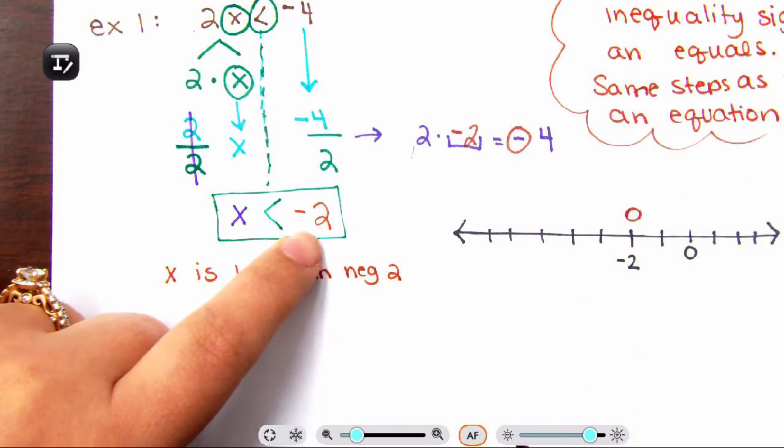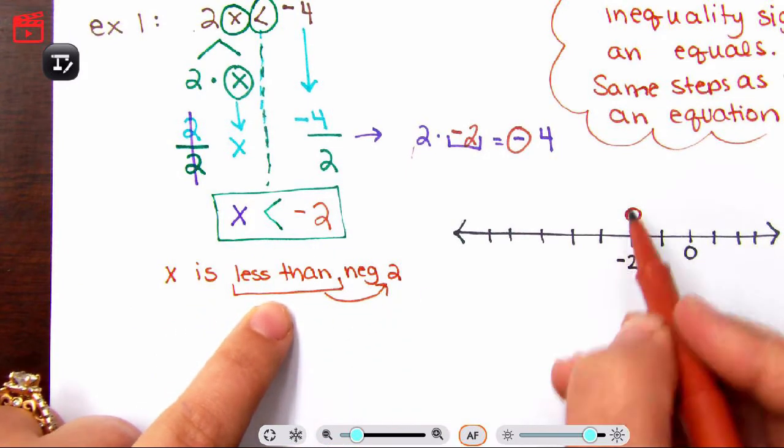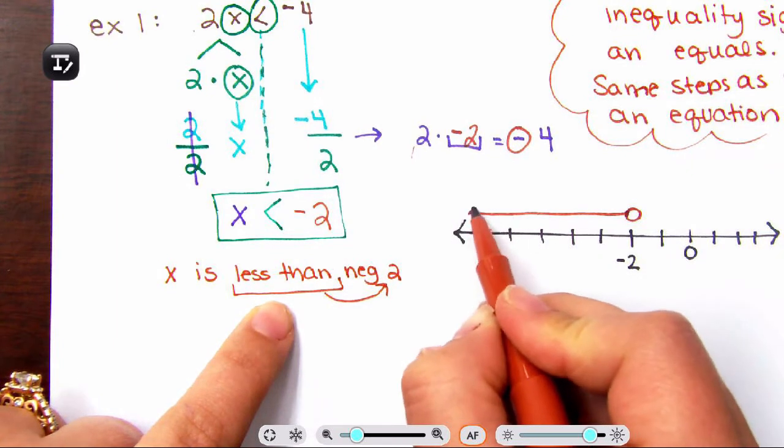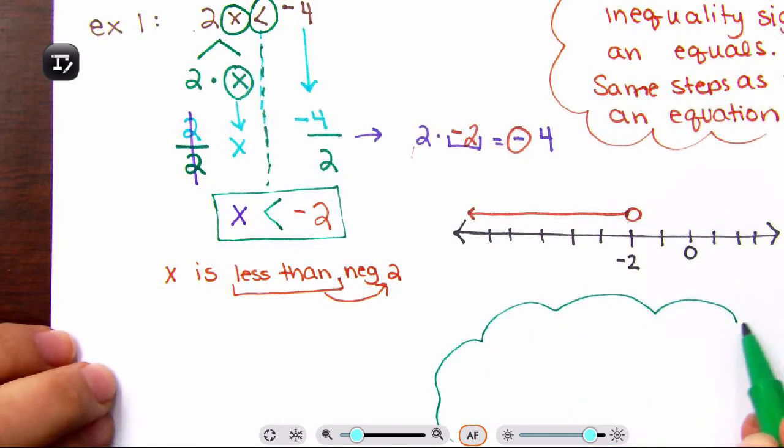And which direction is less than? Which direction is smaller than negative 2? Smaller than negative 2 is back here. Now, here's another thinking bubble. Let's actually throw in the bubble up here.